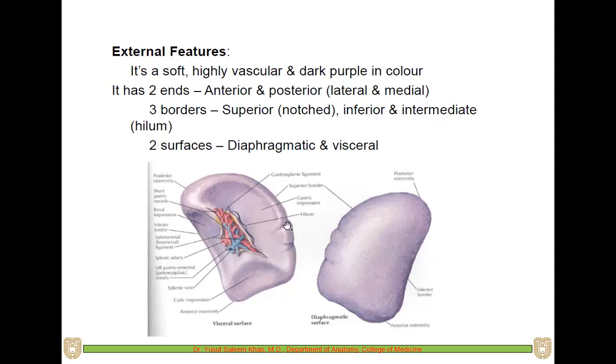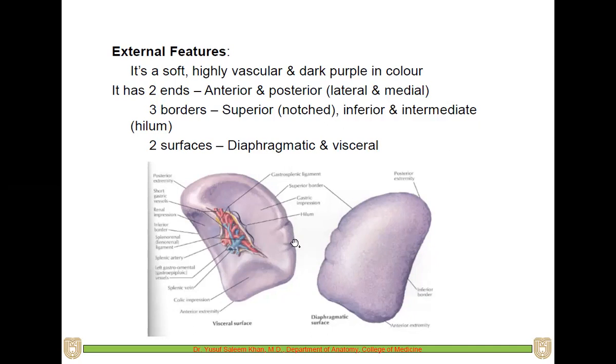So whenever we palpate the spleen, this is the border which we feel. So whenever you feel the spleen, try to feel the notches. This confirms that this is spleen. Clinically, this border is very important because if there is enlargement of the spleen, splenomegaly, then whenever you feel the spleen, it is because of the superior border. And whenever you feel the superior border, try to feel the notches. So this confirms that this is the spleen. It is not any other organ.